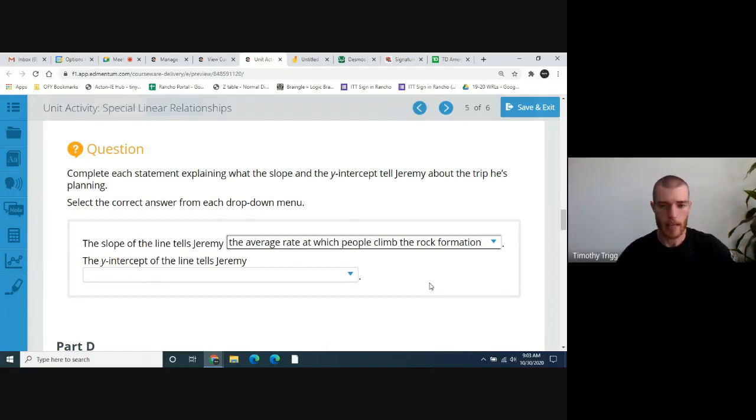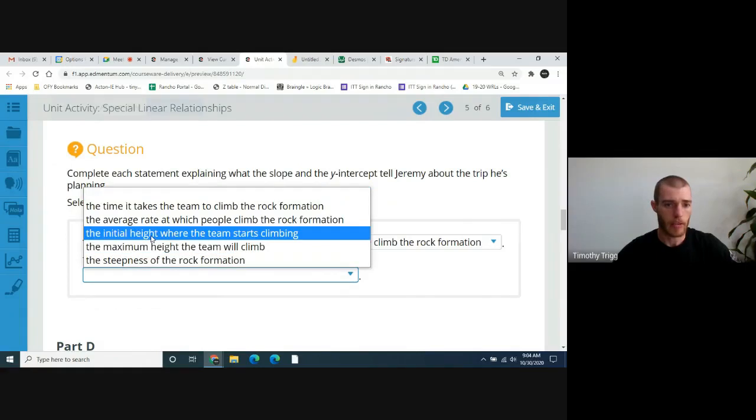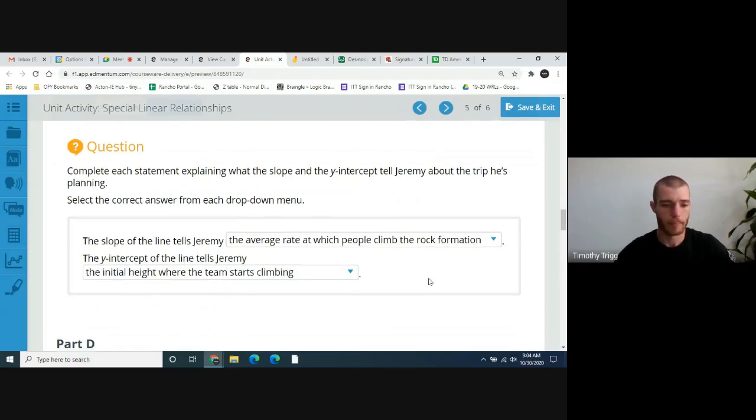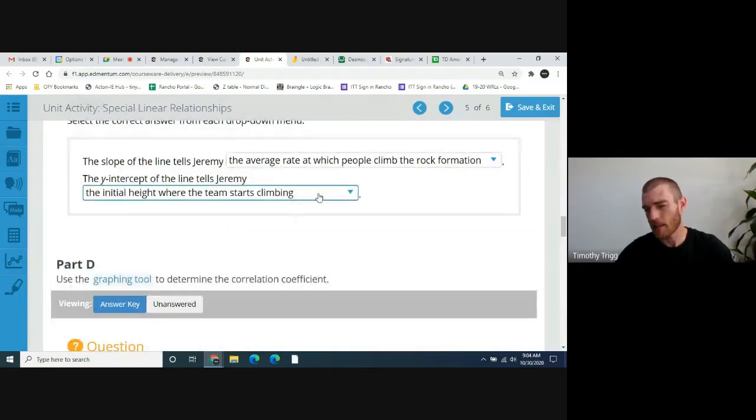So it's a function of the time and the height. So that gives you a rate. The y-intercept is the starting position. So what that is, is the initial height where each team starts climbing. Yes. Okay, and there you go. This one doesn't make complete sense, but I think that's the answer they're looking for.